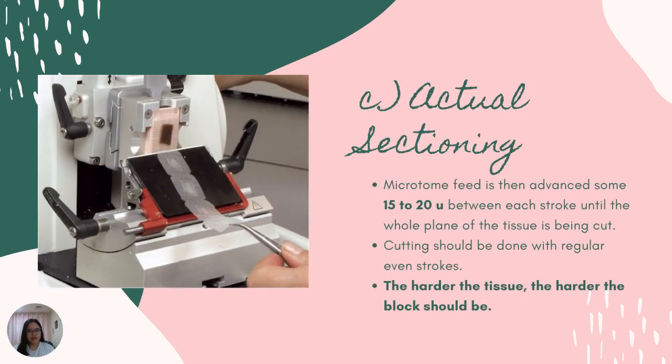And for the actual sectioning, the microtome feed is then advanced some 15 to 20 between each stroke until the whole plane of the tissue is being cut. Cutting should be done with regular, even strokes. The harder the tissue, the harder the block should be. And that is all for my part.